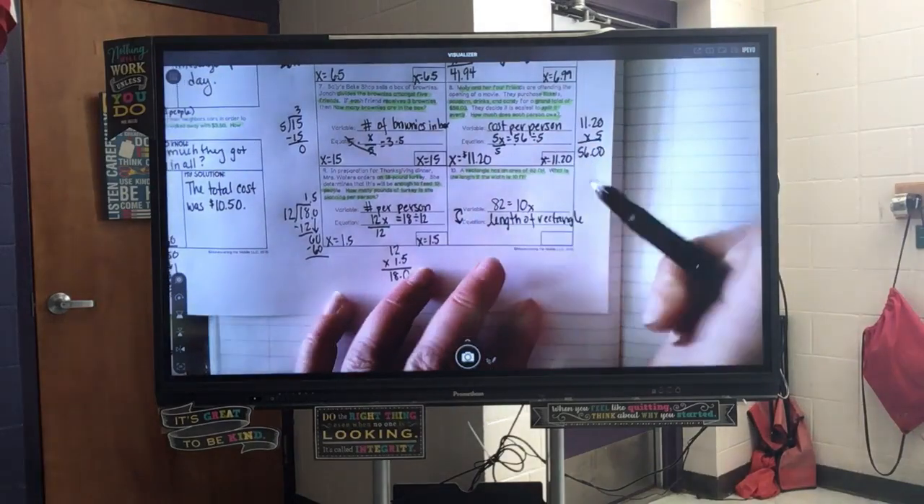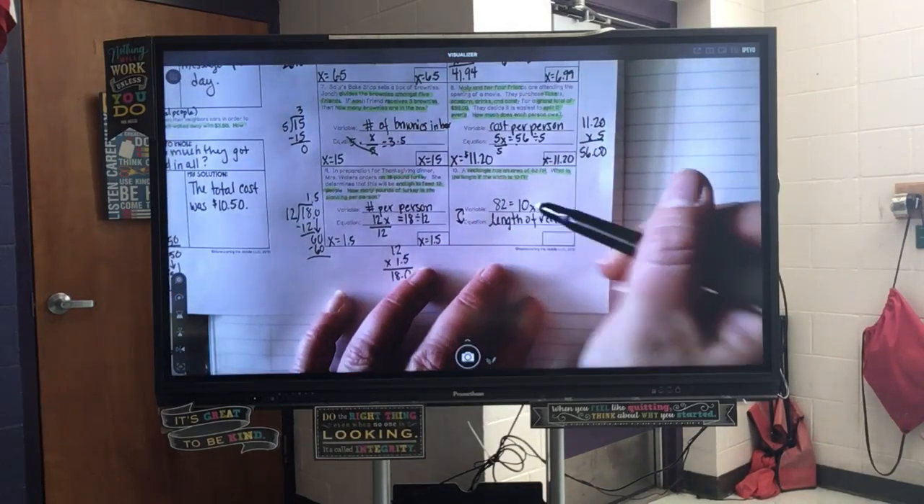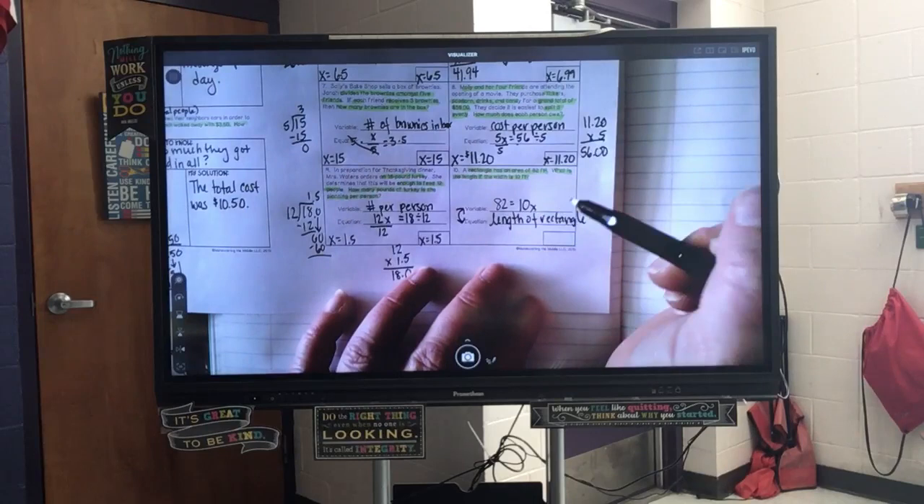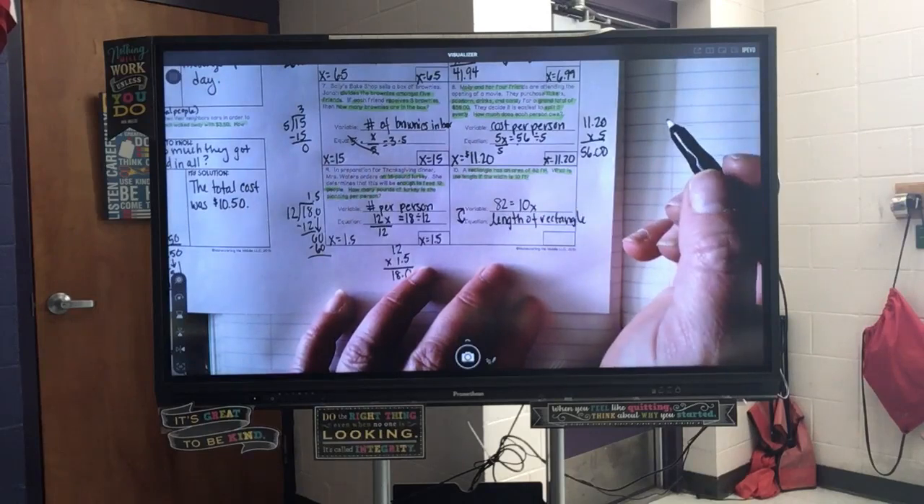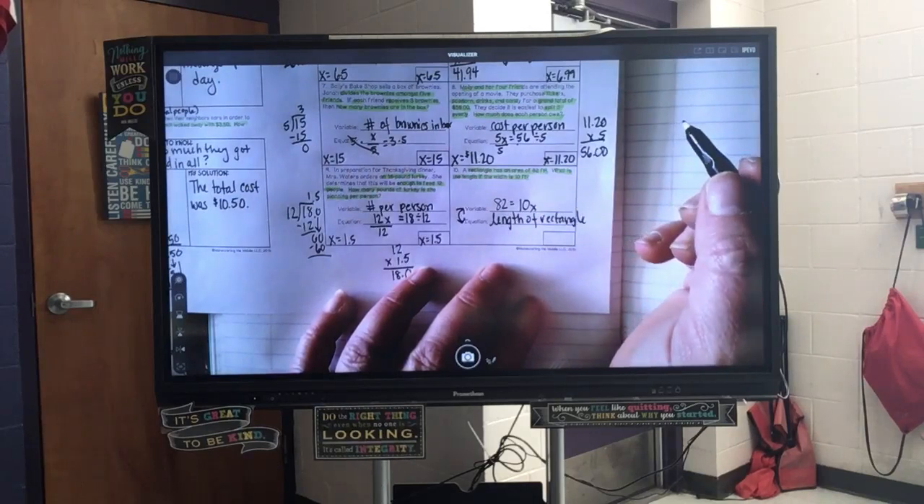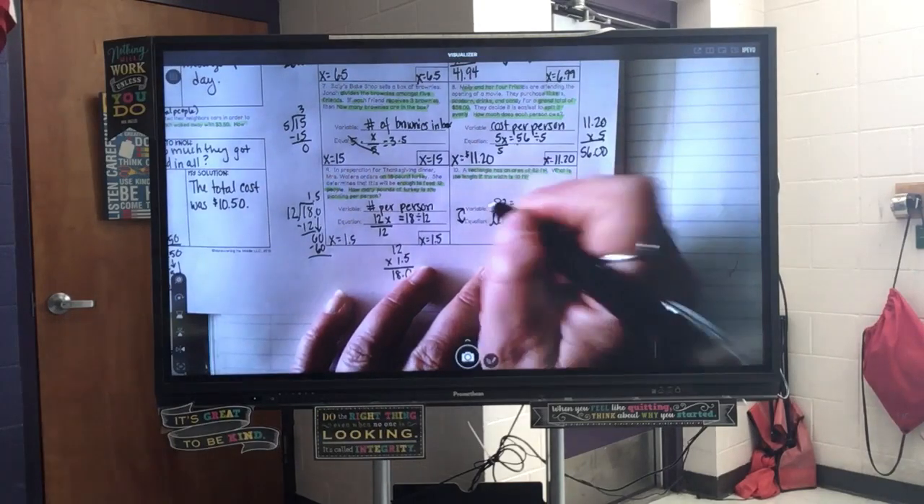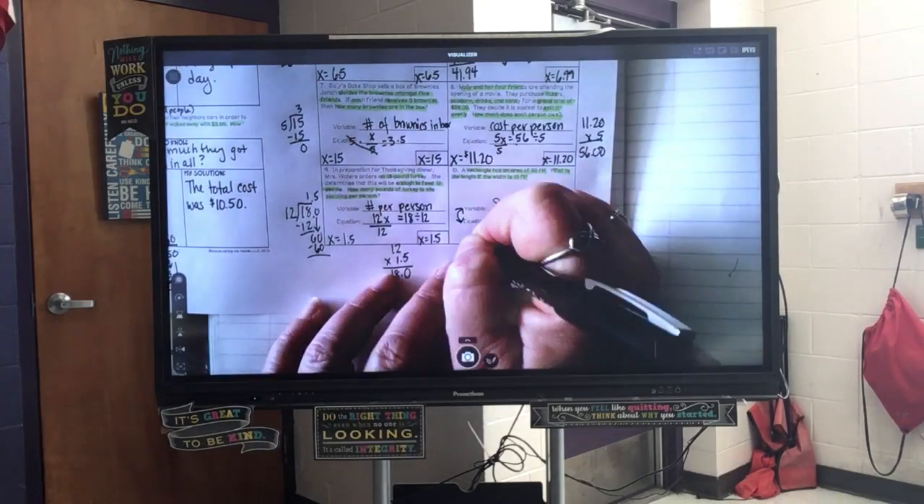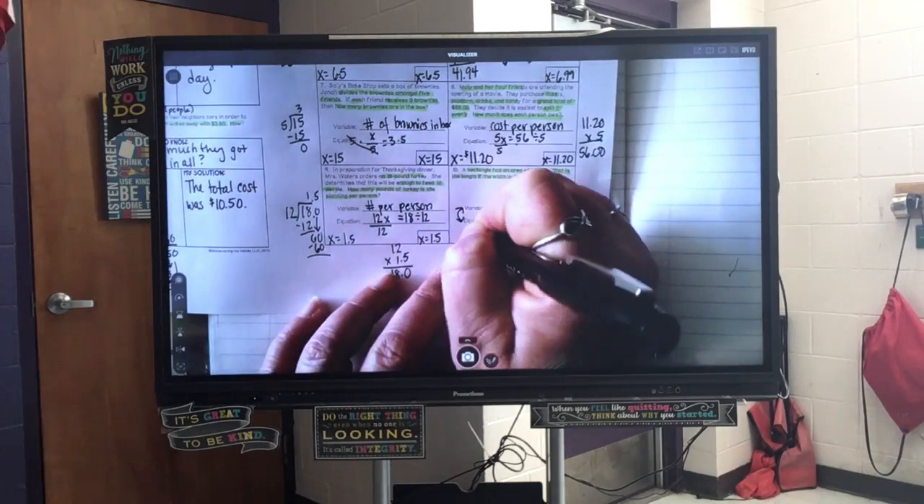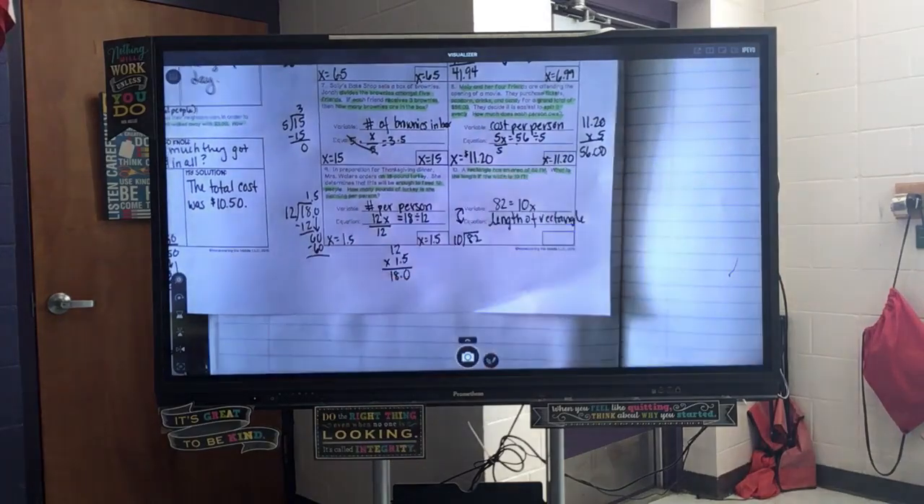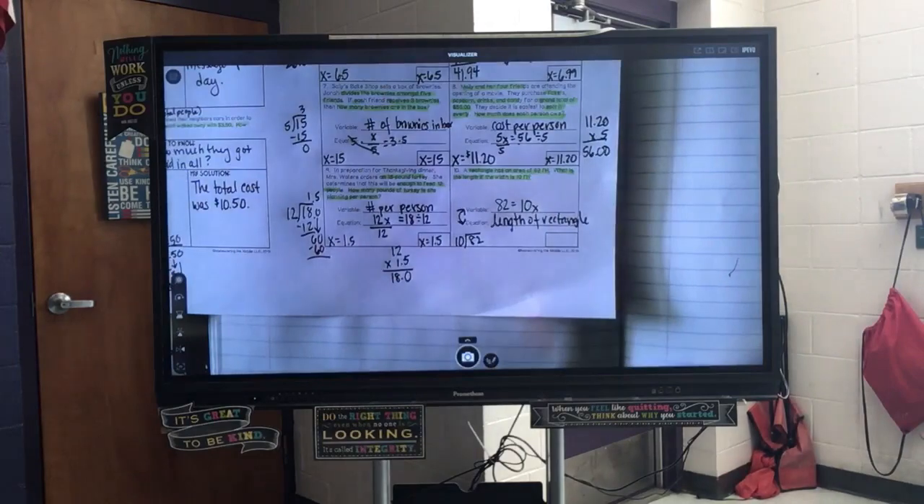Alright, so, how do I solve 82 equals 10x? What do I have to do? What do I have to do here? What's the opposite of multiplication? Levi. So I have to divide. And I have to do 82 divided by 10. Stand up when you have this answer.